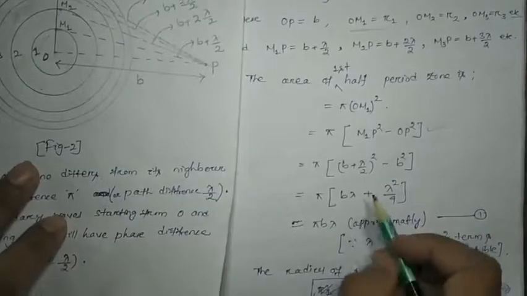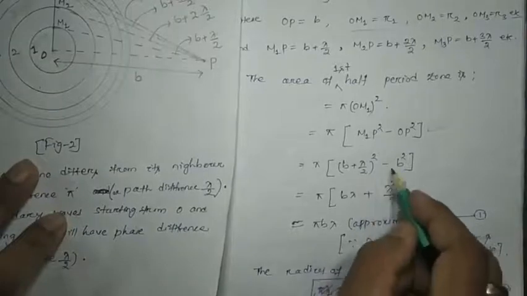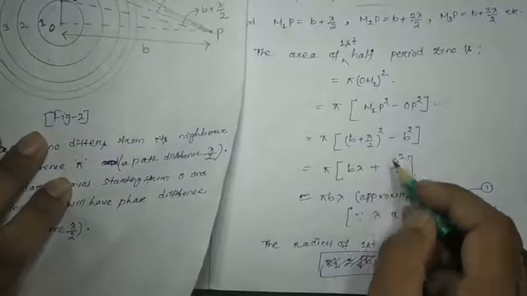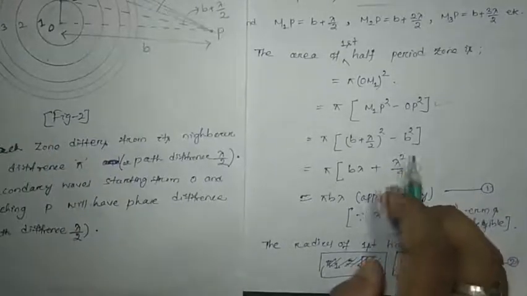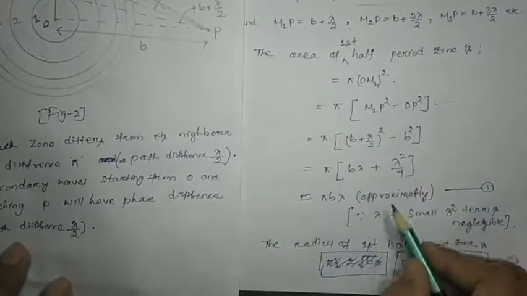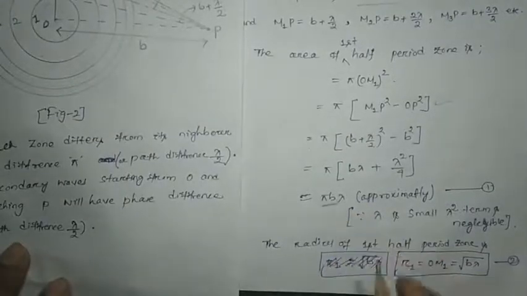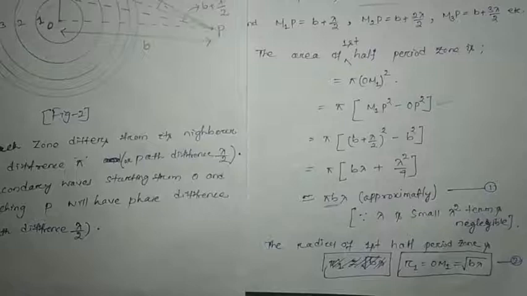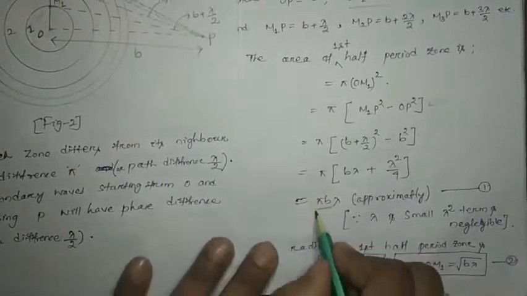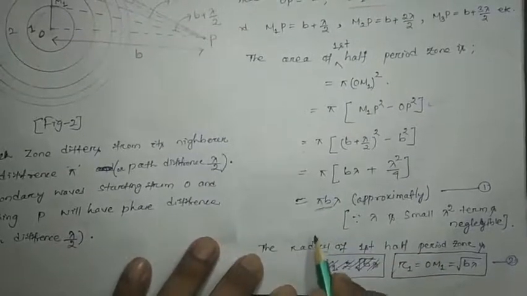By simplifying these two terms, we get b lambda plus lambda square by 4. But lambda is very small, so lambda square by 4 can be neglected, and the area of the first half period zone is found as pi b lambda. So the radius of the first half period zone will be equal to OM1.